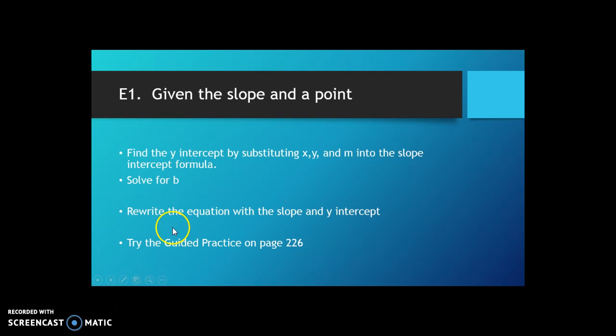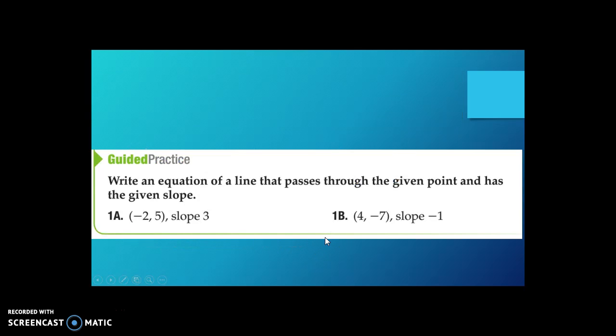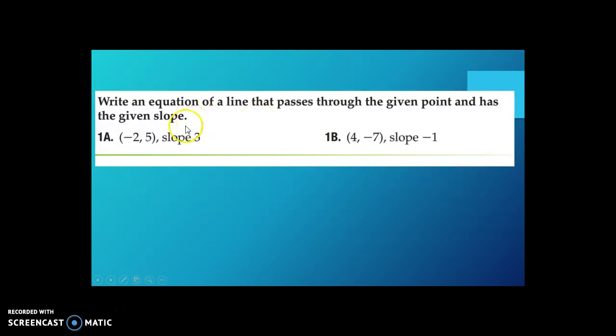So what we're going to do is try the guided practice on page 226, which is right here. We're going to do this one together, and then you are going to try this one on your own. All right. So here is what it looks like. Again, looking back at our notes, we are going to substitute the x value, the y value, and the 3, the slope, into our equation.